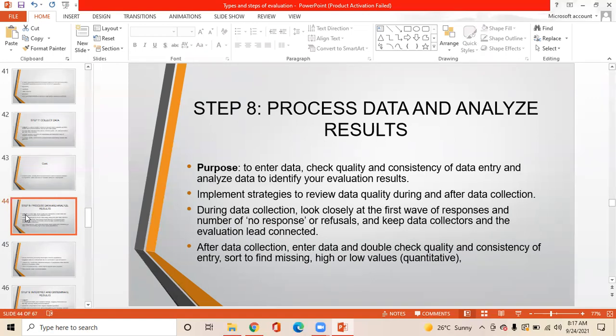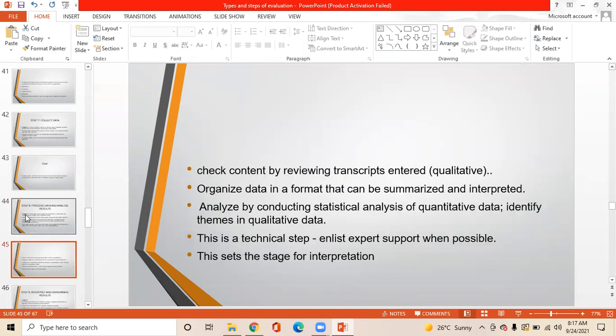After data collection, enter data and double check quality and consistency of entry, sorting to find missing, high or low values; that is quantitative. Check contents by reviewing transcript details entered; that is qualitative. Organize data in a format that can be summarized and interpreted. Analyze by conducting a statistical analysis of quantitative data. Identify themes in qualitative data. This is a technical step. It enlists expert support when possible. This sets the stage for interpretation.